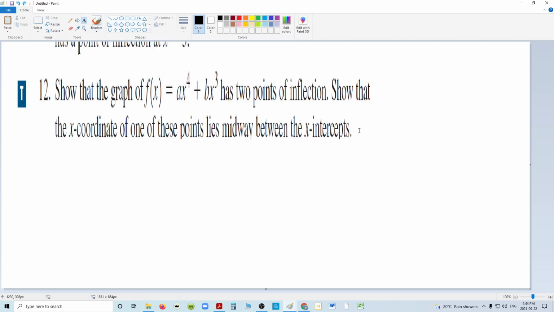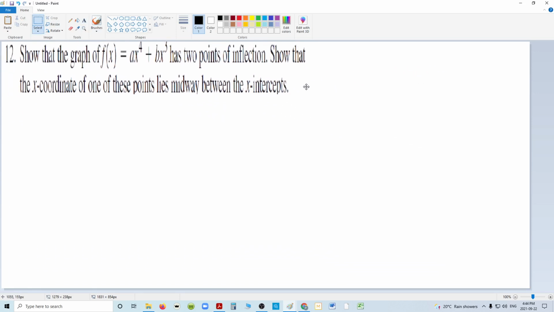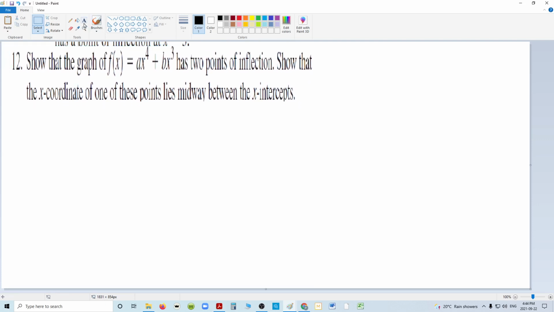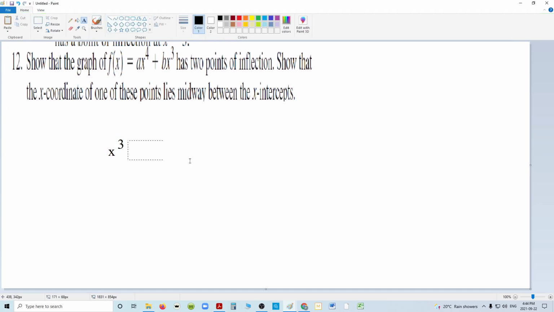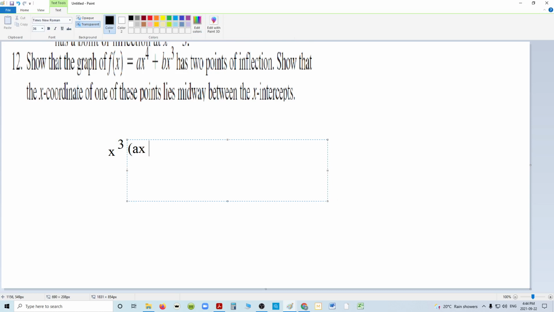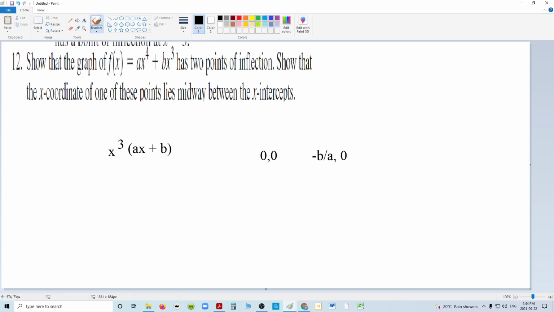What do you notice about this formula? Let me just move it up a bit and shrink it just a little bit. Well, it has x cubed in it twice, doesn't it? Which means I could take out x cubed, and I'd be left with ax plus b, which means one of the intercepts is indeed 0, 0. And the other intercept, when I make ax plus b, solve it, I get minus b over a, comma 0. And that's just taking the original formula and factoring it.